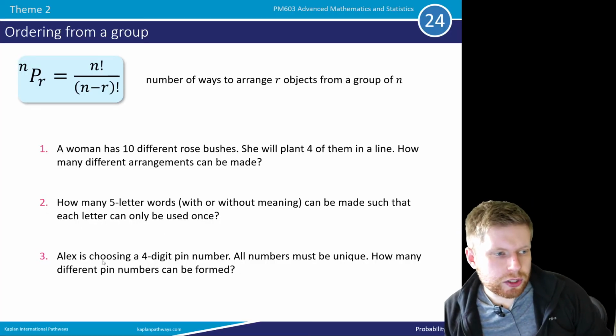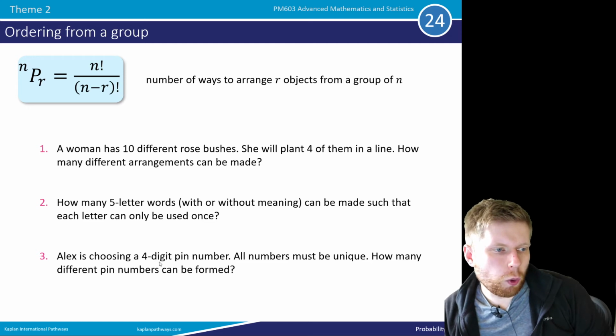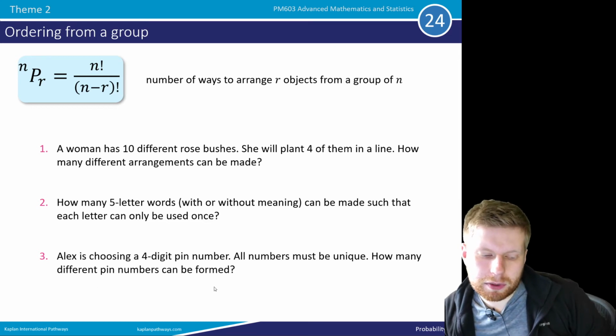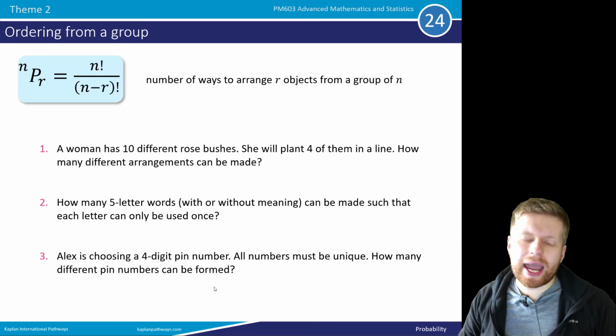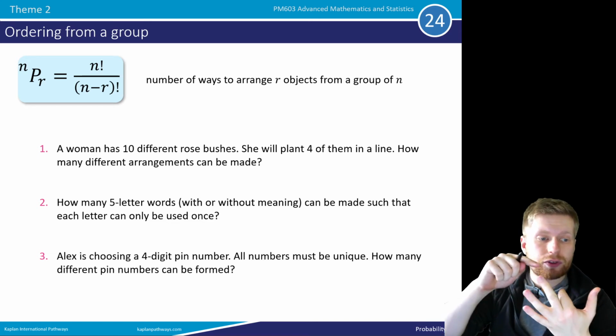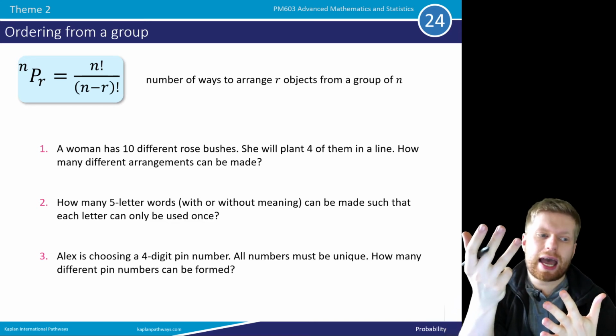Now, if we have a look at the last one, just very quickly, Alex is choosing a 4-digit PIN number. All numbers must be unique, so all the numbers in our PIN must be different. How many different PIN numbers can be formed? Well, we're working with decimal, right? How many different possible digits could we have in total? We could have 10: 0, 1, 2, 3, 4, 5, 6, 7, 8, 9.